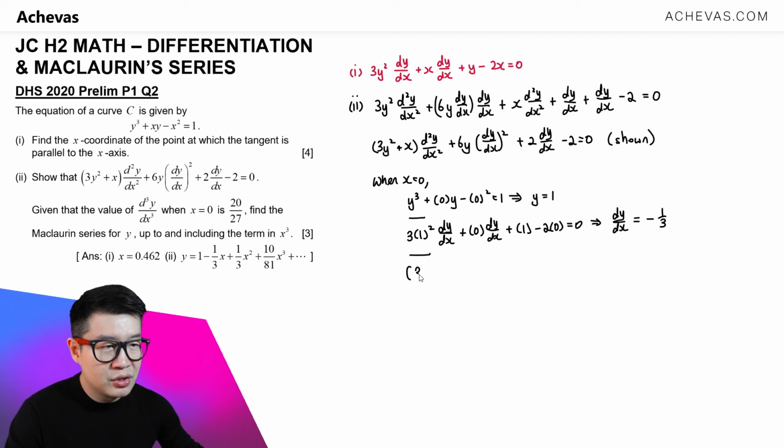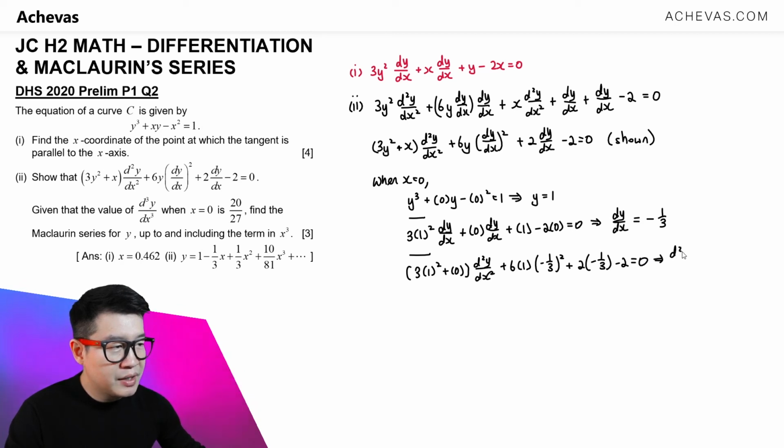And next, I'm going to make use of this that we have shown. So it will be 3y, y is 1, square plus x, x is 0. Then d square y dx square, which is what I am supposed to be finding here. Then plus 6 times of y, which is 1, dy dx, which is minus 1 over 3. So we have this square plus 2 times of dy dx. So it is once again negative 1 over 3 minus 2 is equal to 0. If you were to make d square y dx square the subject, you will get this to be equal to 2 over 3.